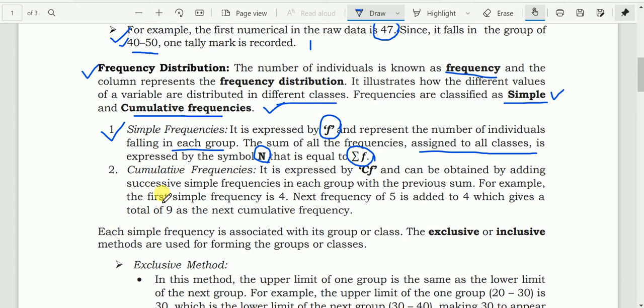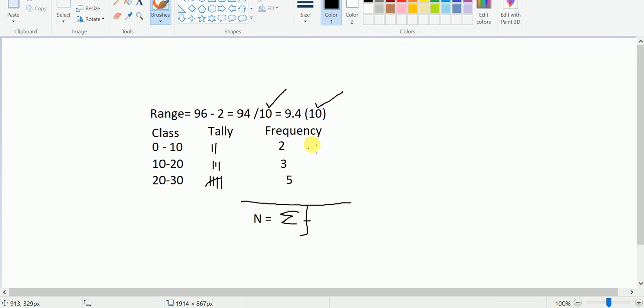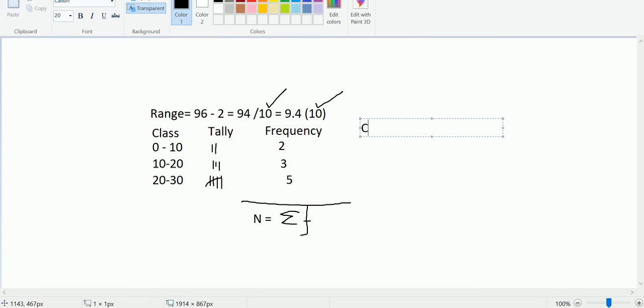So that is about simple frequencies. And about the cumulative frequencies, it is expressed by CF and can be obtained by adding successive simple frequencies in each group with the previous sum. For example, the first simple frequency is 4, the next frequency is 5, and it is added to 4, which gives a total of 9 as the next cumulative frequency. Very easy. Next, here is the cumulative frequency.